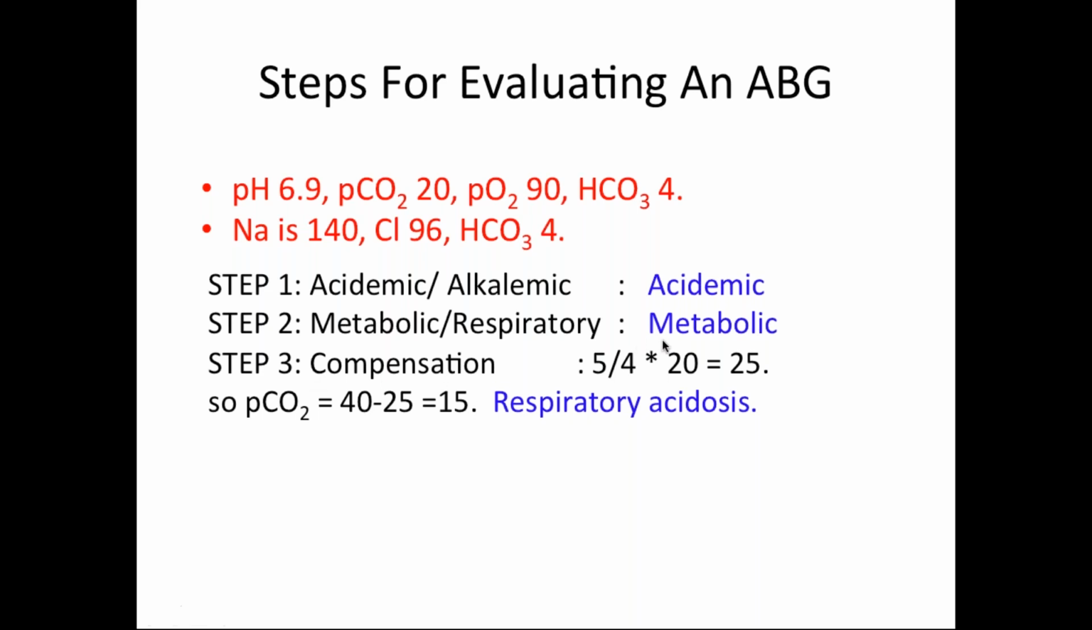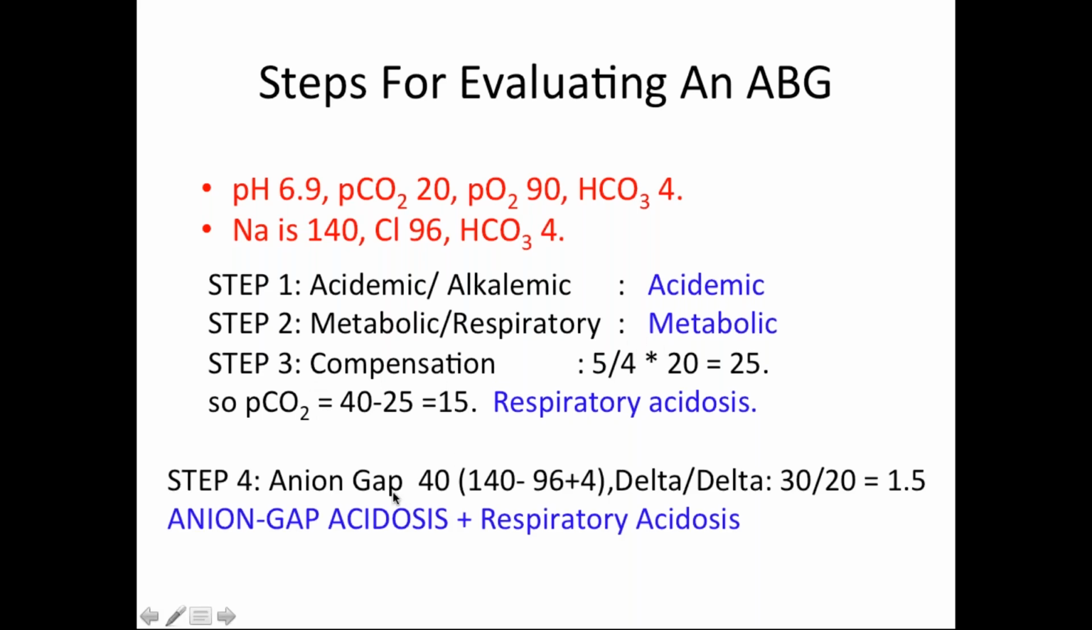Step 4 is to look at the delta-delta and the anion gap. The anion gap in this case is sodium 140 minus the chloride and the bicarb together, which is 100. So 40 is the anion gap. The delta-delta, which is the change in the anion gap, with the normal anion gap being 10.